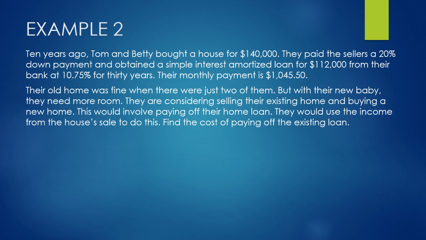All right, so here's our example. 10 years ago, Tom and Betty bought a house for $140,000. They paid the sellers a 20% down payment, and they obtained a simple interest amortized loan for $112,000 from their bank at 10.75% interest for 30 years. Their monthly payment is $1,045.50.